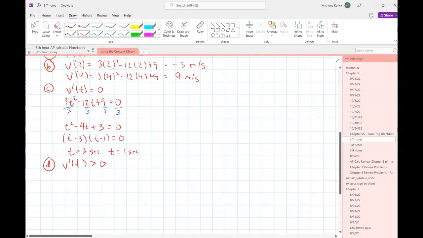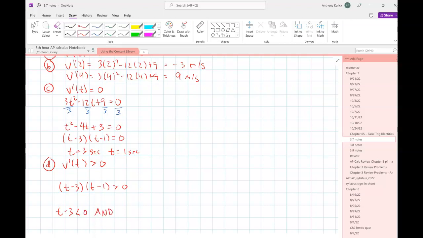Okay. Well, I'm going to use my result from before. So I have 2 things multiplied together that need to be positive. When does that occur? When both are negative or when both are positive. So I would need that situation or this situation.